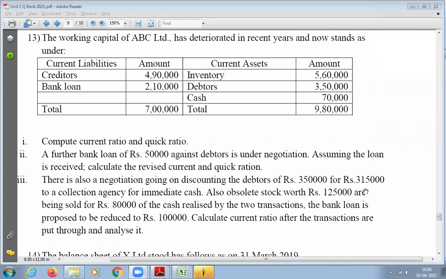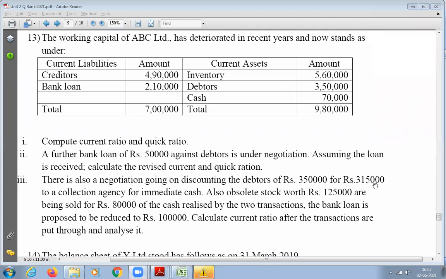But this agency will not get this amount immediately. They may have to wait for a very long time, or wait till the debtor's due date comes. Then only they'll get the collection. That is what is called factoring. So what the company is doing is factoring. They are surrendering 3.5 lakh worth of debtors, but how much cash are they getting immediately?